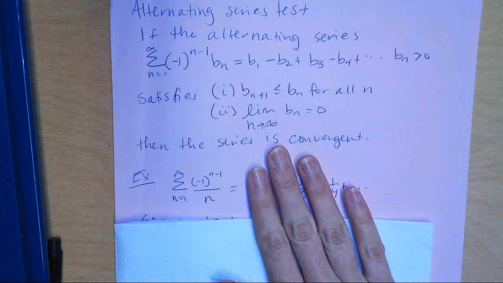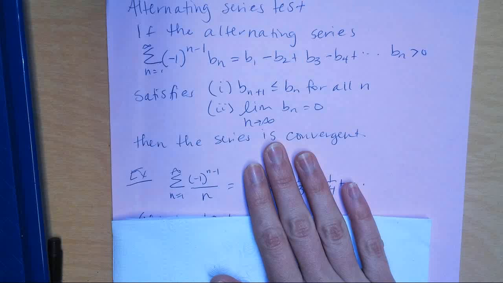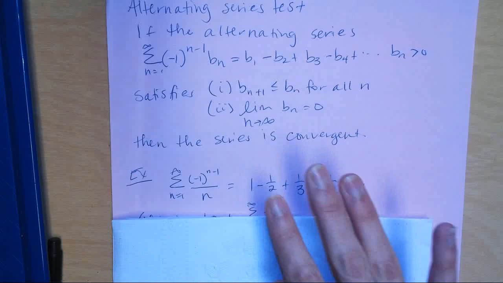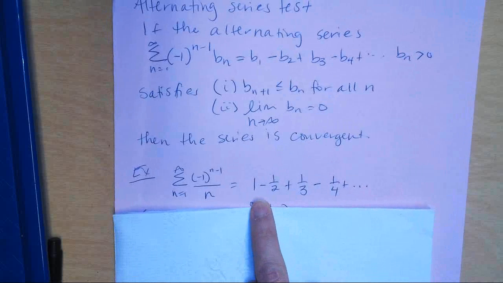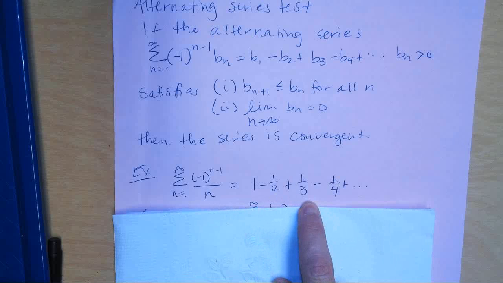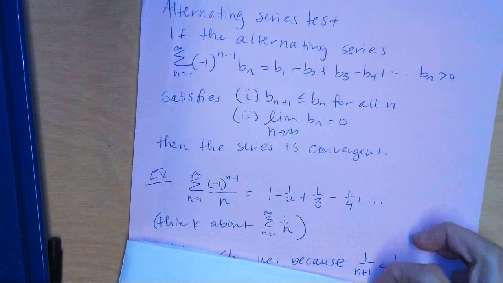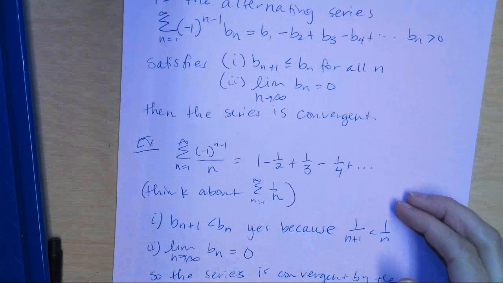Looking at this alternating series, -1 to the n minus 1 over n. Now, on first thought, we're like, oh, wait a second, this is a p series where p is 1, so this is divergent, this is bad. If we write out the terms, we have 1 minus a half plus a third minus a fourth. You see how that's getting smaller and smaller. It satisfies both conditions, right? Every additional term is smaller than the previous one. And the limit is 0, right? The limit of 1 over n is 0. So it converges by the alternating series test.